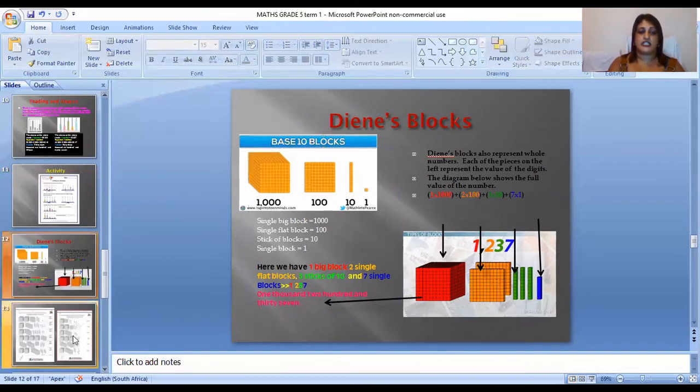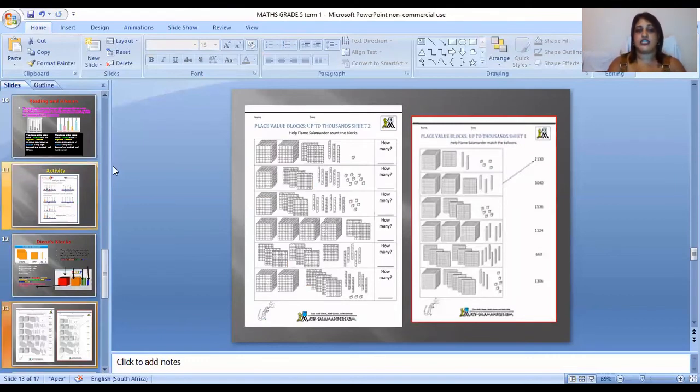Let's look at an activity now. There I've given you an activity. Let's look at the first one here. You've got 2 blocks of 1,000 here, 2 blocks of 100, 3 sticks of 10, and 1. So 2 times 1,000 is 2,000. 2 times 100 is 200. 10 plus 10 plus 10, or 3 times 10, is 30, and 1. So it's 2,231.